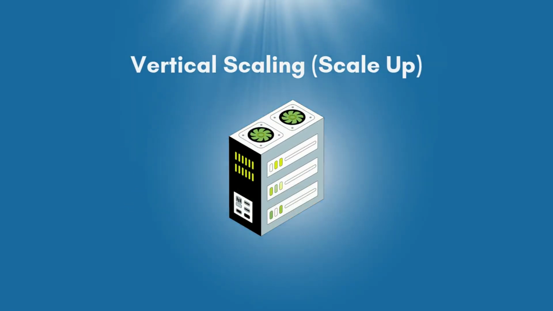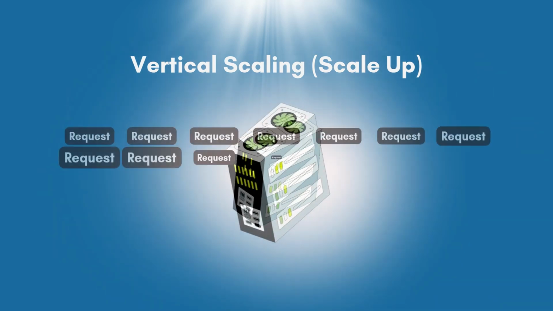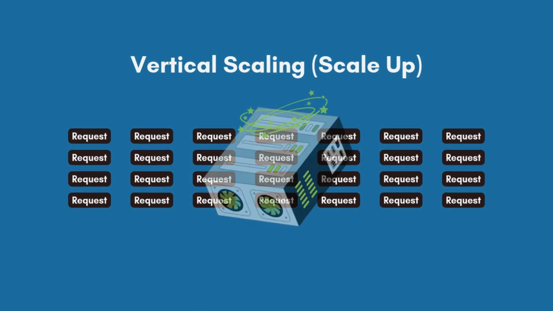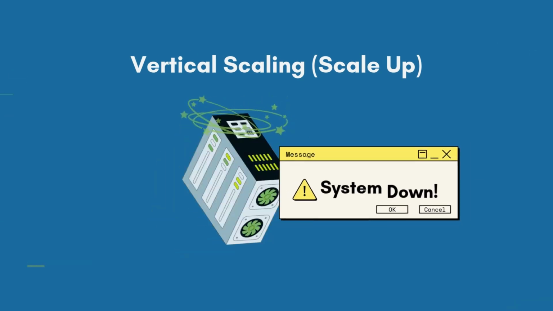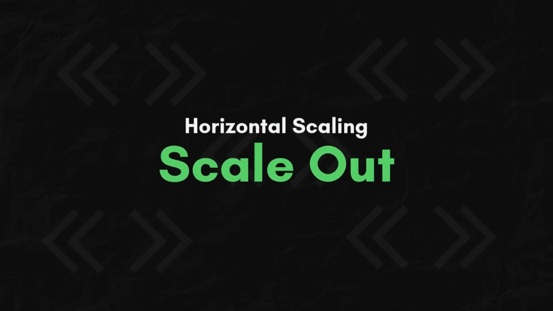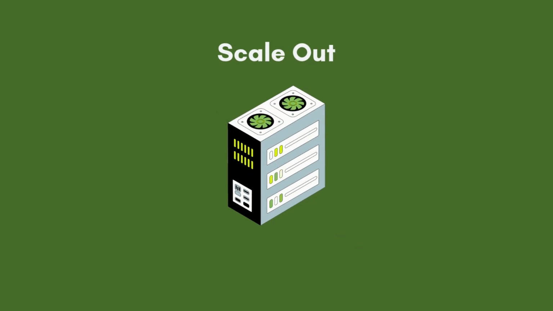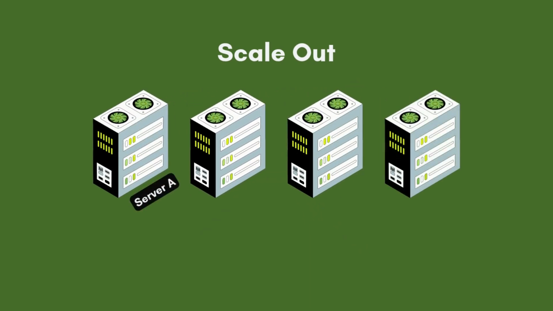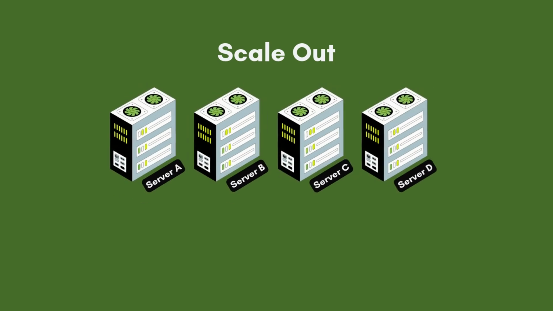But there's a catch. You're still relying on a single machine. If that server goes down, your entire application goes down with it. The second approach is horizontal scaling, also known as scaling out. Instead of buying a bigger server, you add more servers. Now you might have server A, B, C, D, all working together.